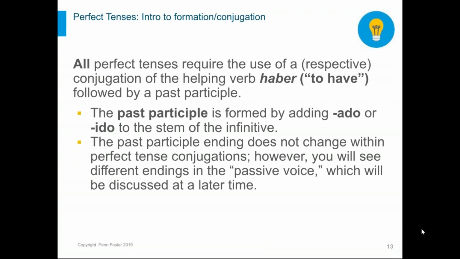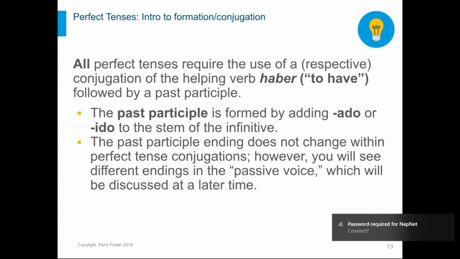Okay, so transitioning to a perfect tense, we have a brief introduction here. All perfect tenses require the use of a respective conjugation of the helping verb haber. No longer will we be using estar, that's for progressive tenses only. And haber now will be followed by a past participle, not to be confused with what we just discussed, which was a present participle. Typically, past participles end in ed.